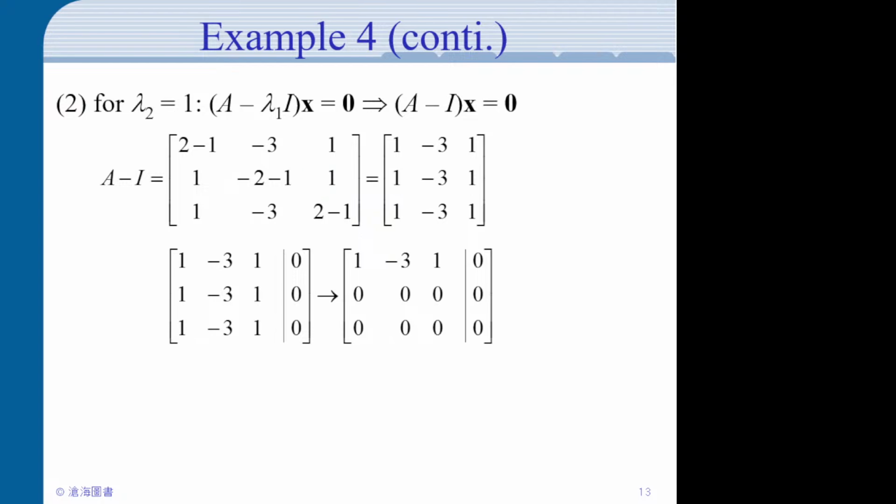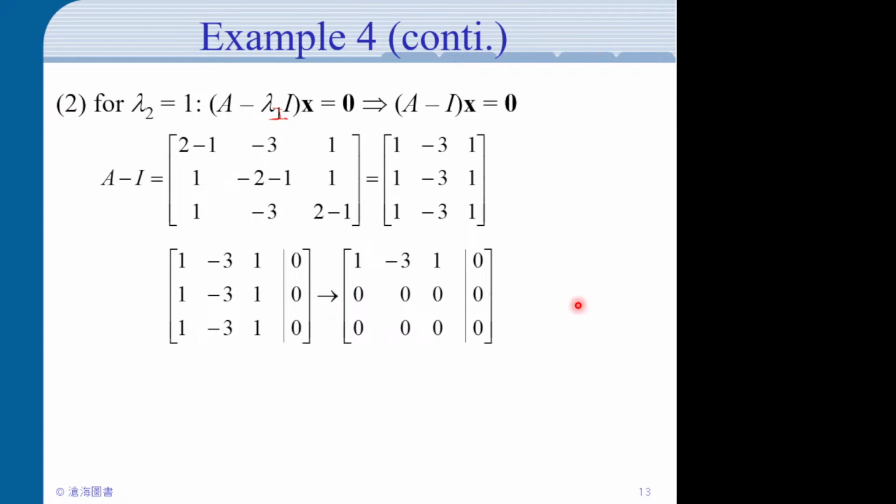A minus lambda 2 I is A minus I, so on your diagonal you get a minus 1. And so you get this very symmetric matrix: minus 3, 1, 1; 1, minus 3, 1; 1, 1, minus 3. Okay, and so once again you solve this.